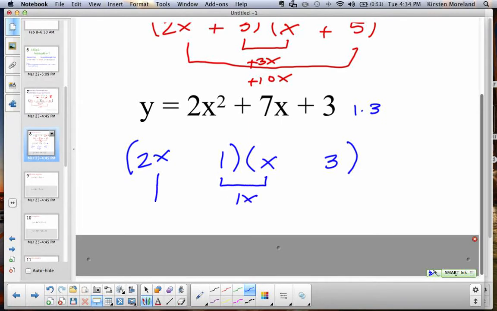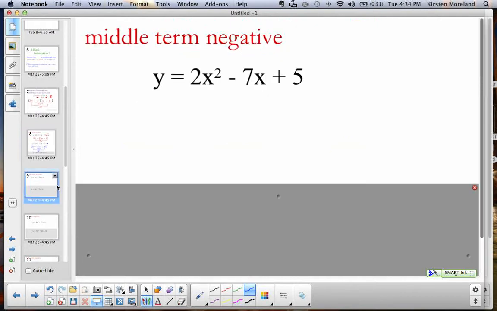So in the middle, I get 1x. The outer I get 6x, and look at that, that adds to 7x. They both need to be positive. So I make positives in between, and I've got my answer. They get a little bit more difficult when you add negatives in, but that's all right.